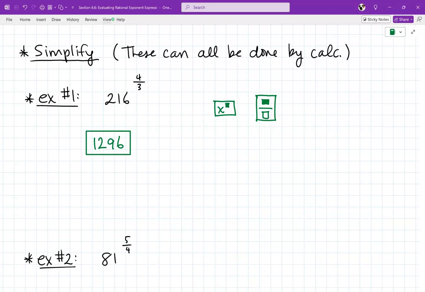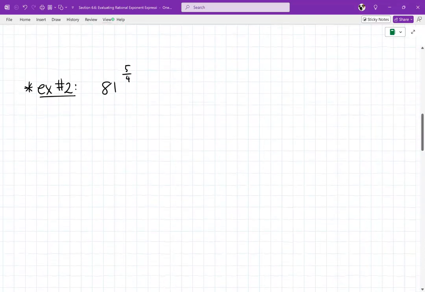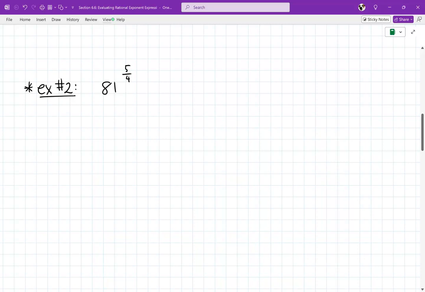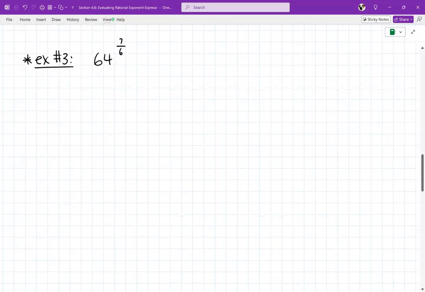Okay, easy. This should be simple, okay, because these can all be done with a calculator. So look at example number 2, 81 to the 5/4. So I'm just going to go on my calculator, type in 81 to the power of a fraction, 5/4, and what answer does it give me? 243. All right, easy, right? So this one right here, same thing.